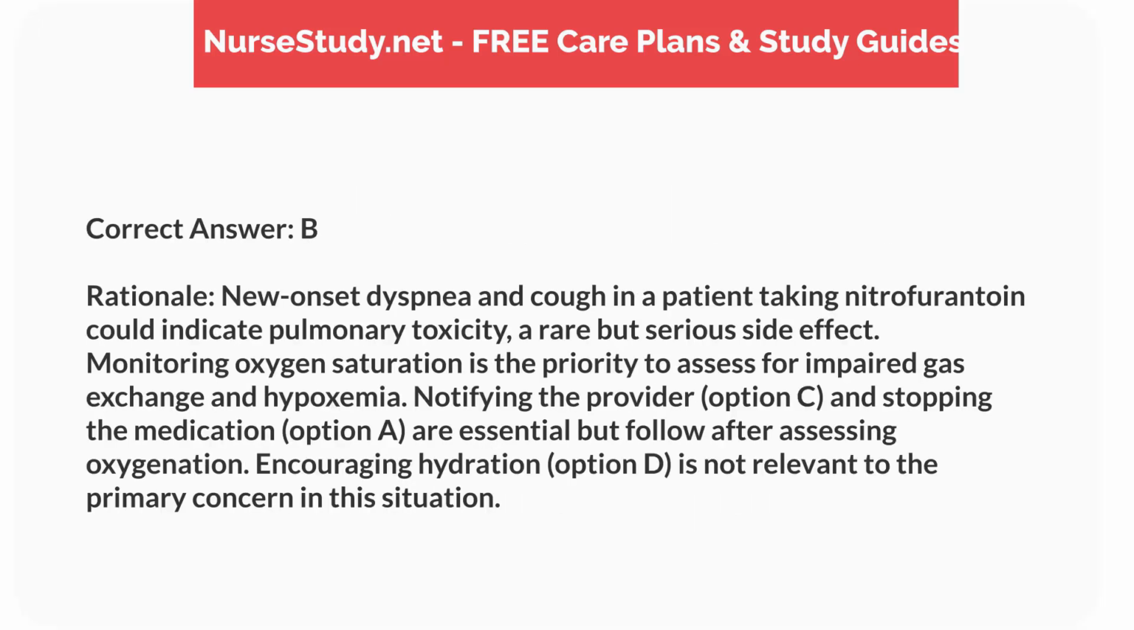Correct answer, B. Rationale: new-onset dyspnea and cough in a patient taking nitrofurantoin could indicate pulmonary toxicity, a rare but serious side effect. Monitoring oxygen saturation is the priority to assess for impaired gas exchange and hypoxemia. Notifying the provider, option C, and stopping the medication, option A, are essential, but follow after assessing oxygenation. Encouraging hydration, option D, is not relevant to the primary concern in this situation.